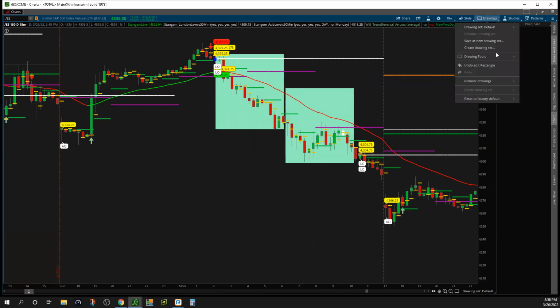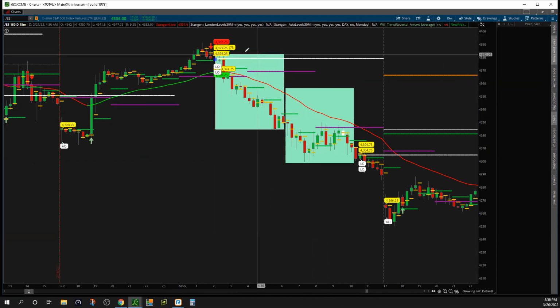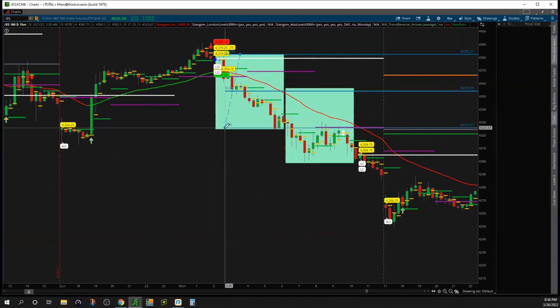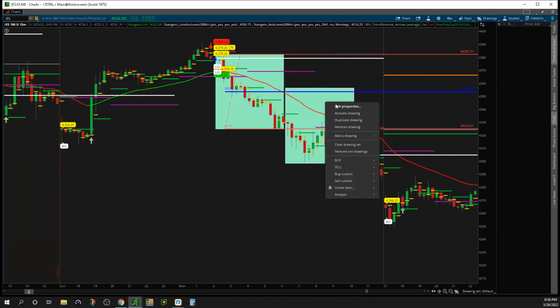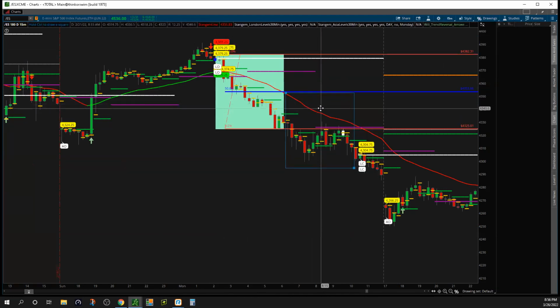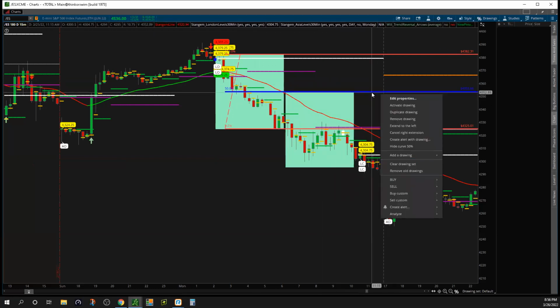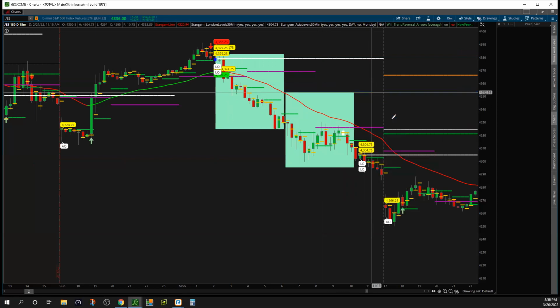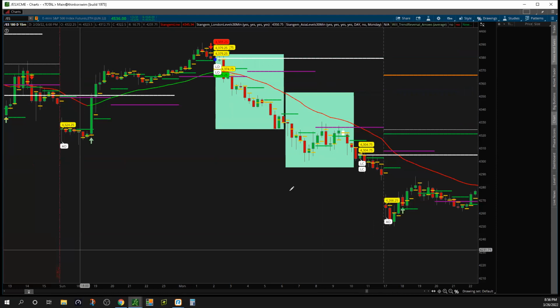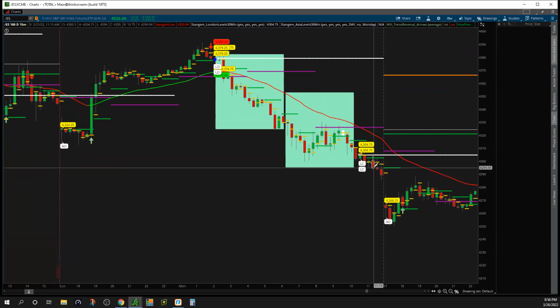Let's draw the fib. Yeah, I'm a little off. It's important to get it right. That's why I moved it. Target hit. Took it a little longer, took it to end the day.